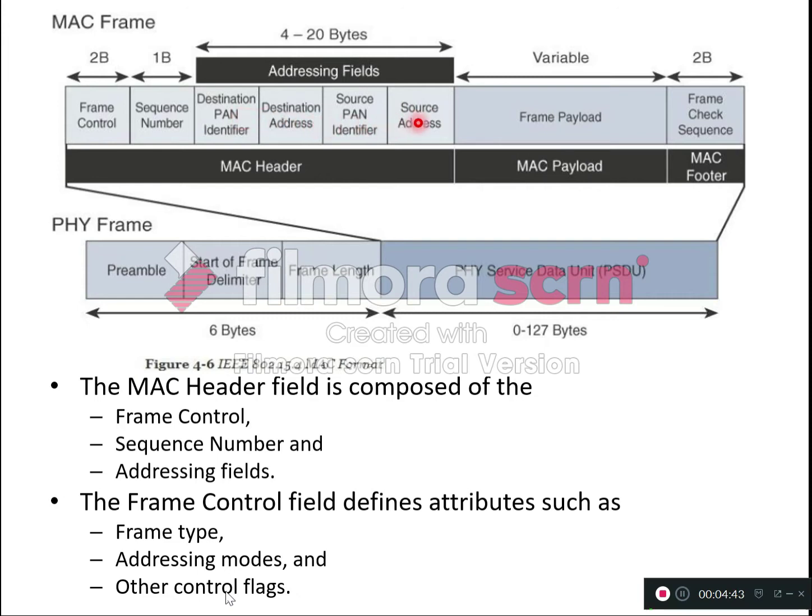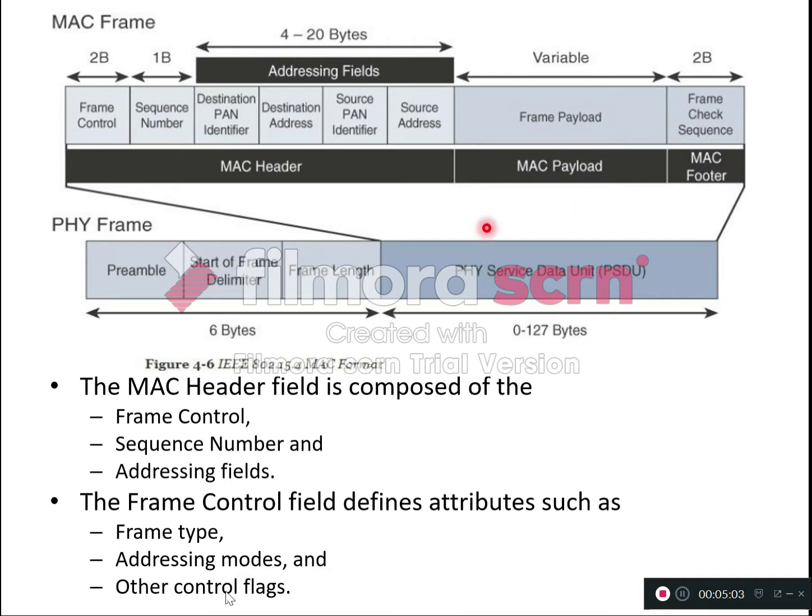fields will make the addressing fields, which is 4 to 20 bytes, and the frame payload, which is the actual data which we are sending through the MAC frame. It is variable. And 2 bytes of frame check sequence, which is the MAC footer. We'll study all of them.